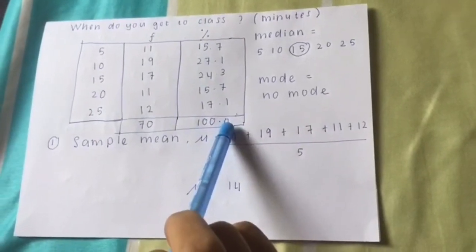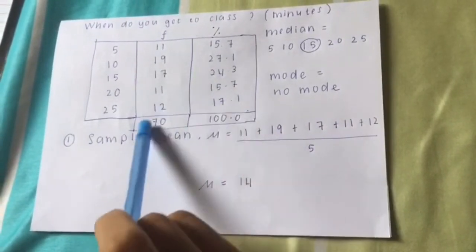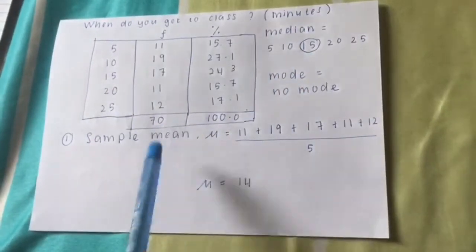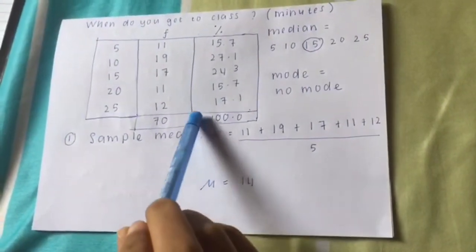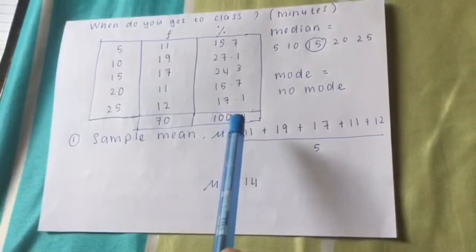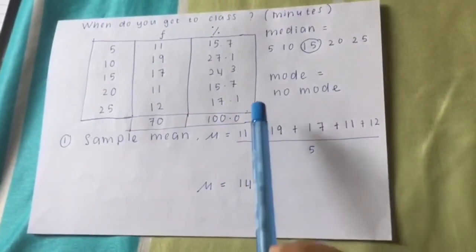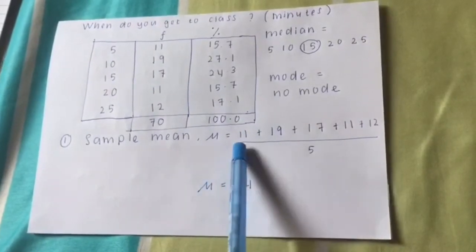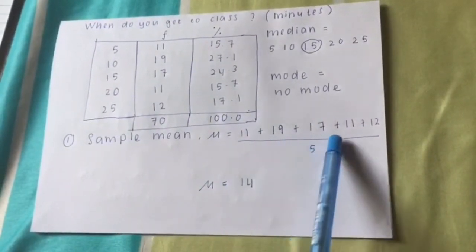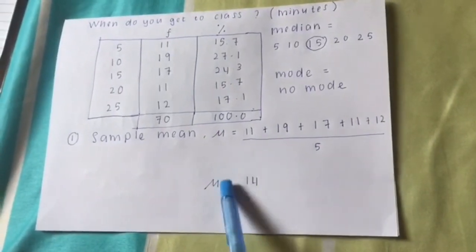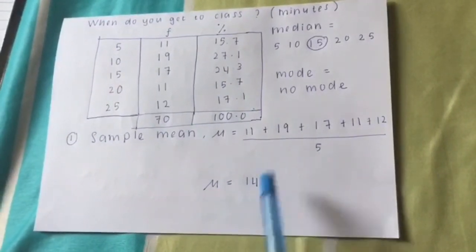So how to measure the central tendency, which is the mean, mode and median. The formula for the mean is summation of x divided by n. So this is the sample mean, 11 plus 19 plus 17 plus 11 plus 12 divided by 5. So the total that we get for the mean is 14.